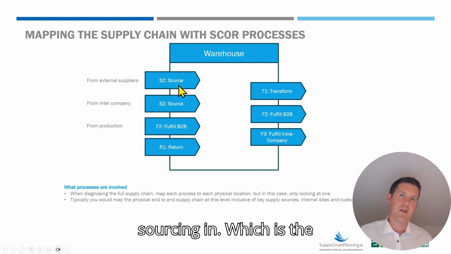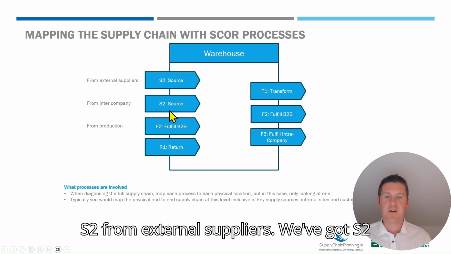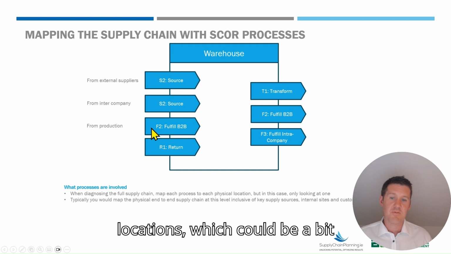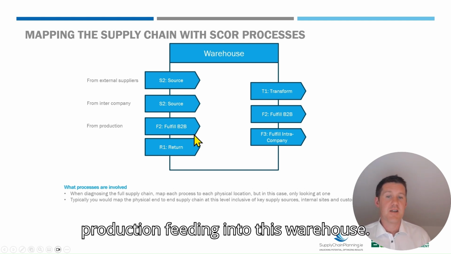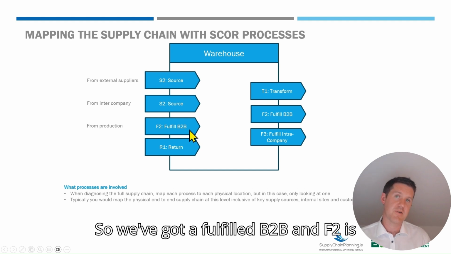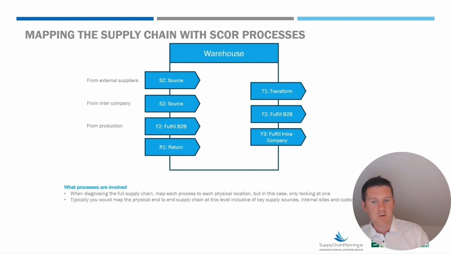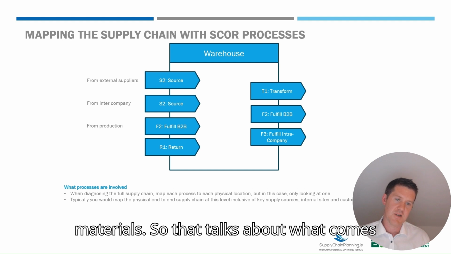We've got sourcing in, which is the S2 from external suppliers. We've got S2 sourcing in from intercompany locations, which could be a bit different. We've got production feeding into this warehouse. So we've got to fulfill B2B, and F2 is the process area that is covered in. We also have different supply chain feeding into it, which is the R1 return flows of materials.